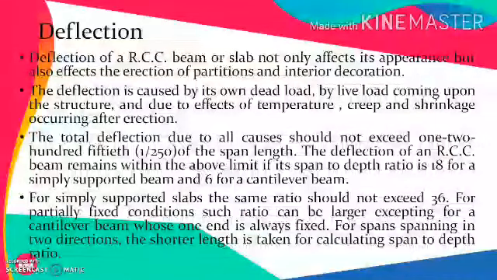For simply supported slabs, the same ratio should not exceed 36. For partially fixed conditions such ratio can be larger, except for a cantilever beam whose one end is always fixed. For slabs spanning in two directions, the shorter length is taken for calculating the span to depth ratio.